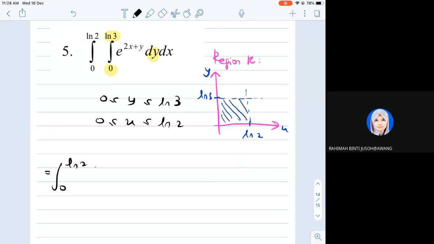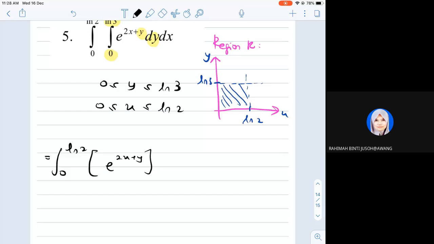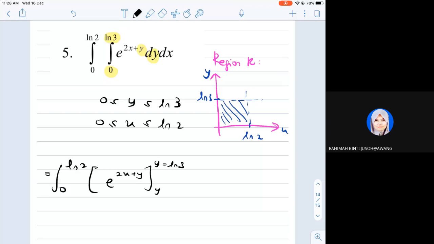Exponent 2x plus y, integrate with respect to y. So we just have exponent 2x plus y. There is no coefficient, right? No coefficient here, so we divide by 1. So we just get back the original term. So 2x plus y, substitute y equals ln 3, and then y equals 0, dx.